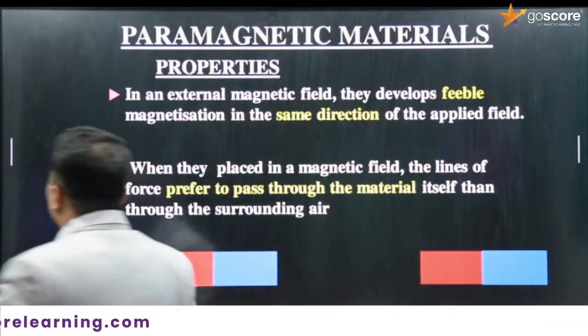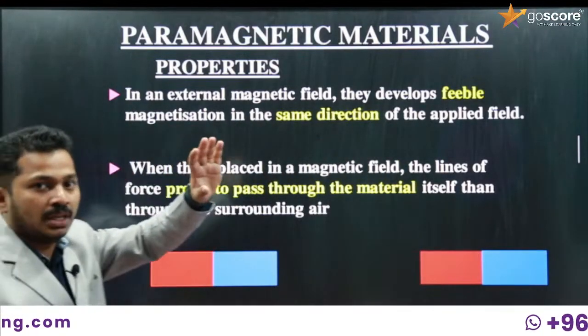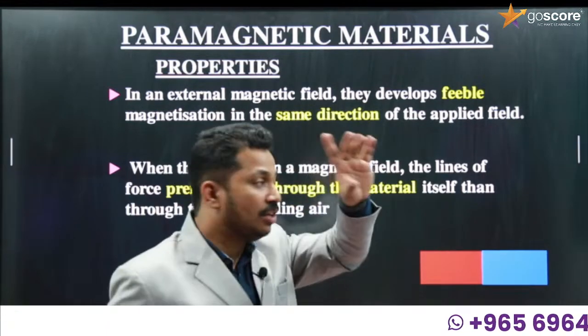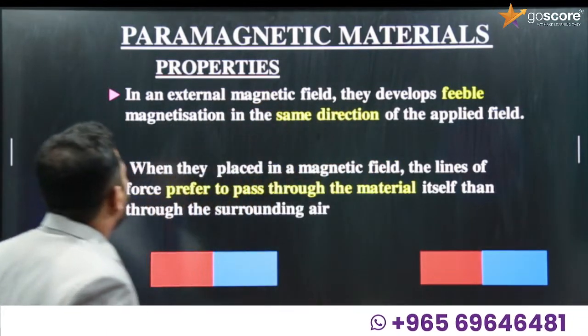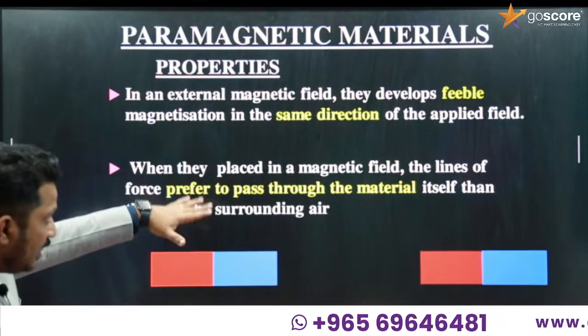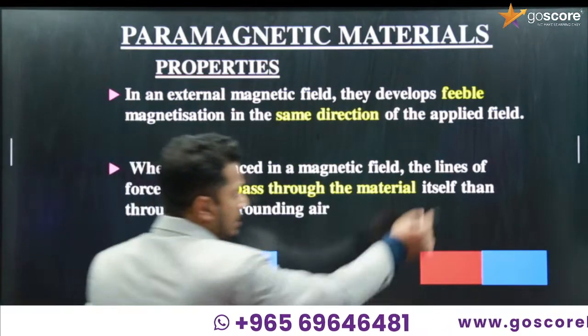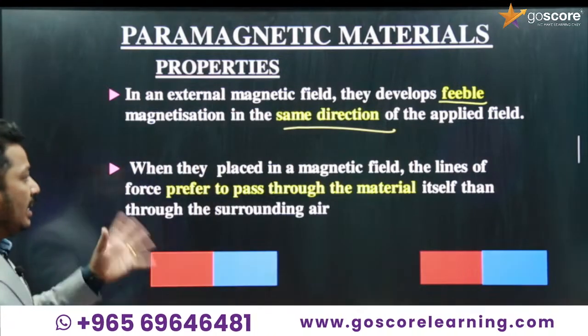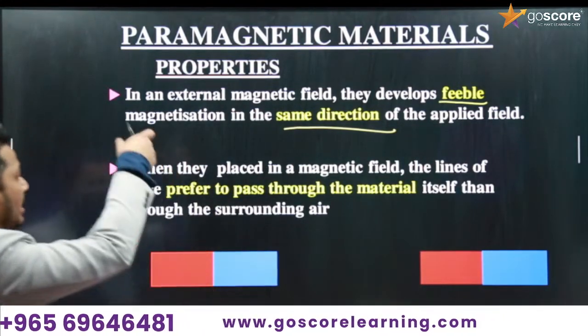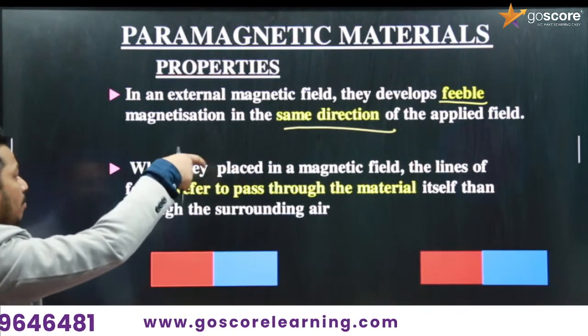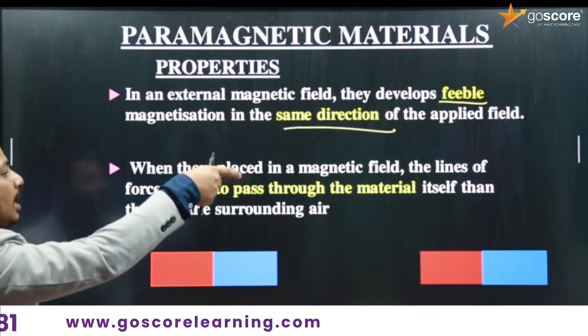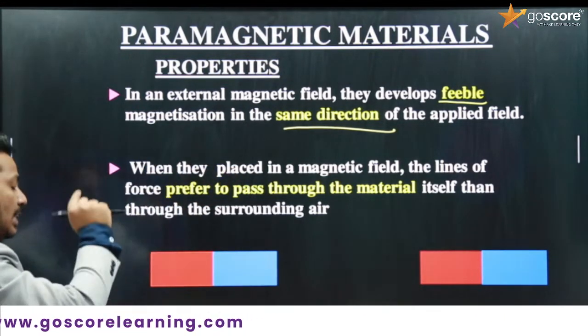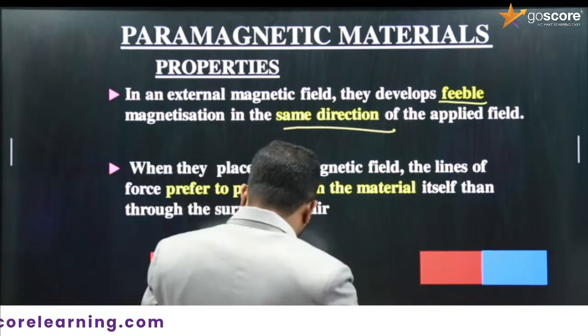Okay, let's see the properties. As I told you, we can take the very first definition as the first property. In an external magnetic field, they develop feeble magnetization in the same direction. When they are placed in a magnetic field, the lines of force prefer to pass through the material itself rather than through the surrounding air, which means, okay.